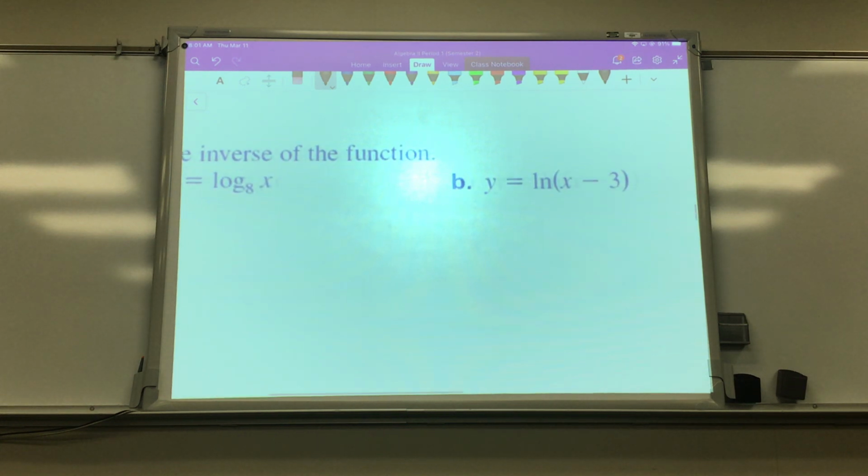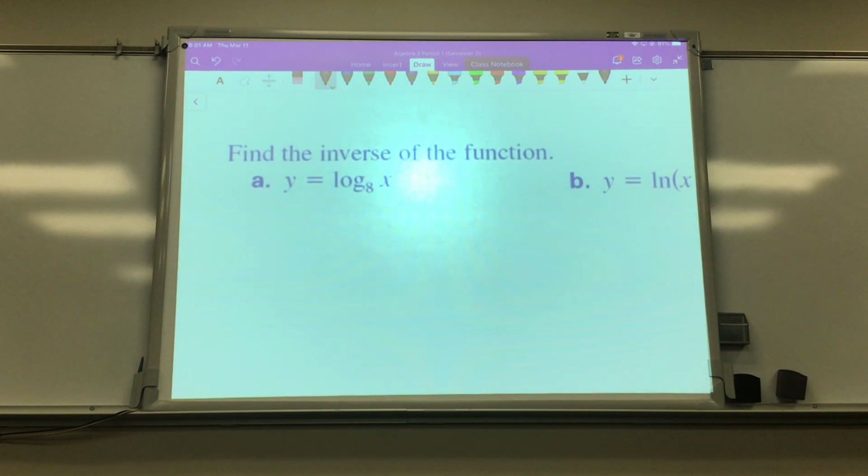Alright, finding inverses now. Again, when we found inverses last chapter, right? What's the first step? Find an inverse. Switch x and y. And I got x is equal to log base 8 of y. And then our goal is to solve for y, correct? What do you think we need to do? So in order to isolate y. Solving, any ideas?